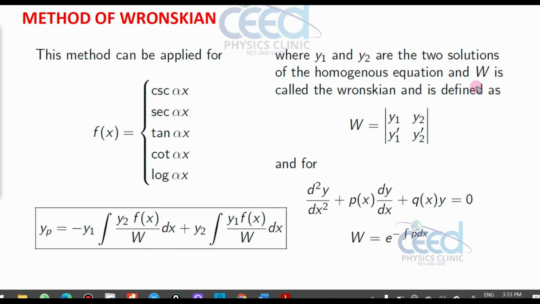Hi friends, good morning. Today we are going to discuss how to solve a new kind of differential equation. To solve such a differential equation, we are employing a new method that is called the method of Wronskian.